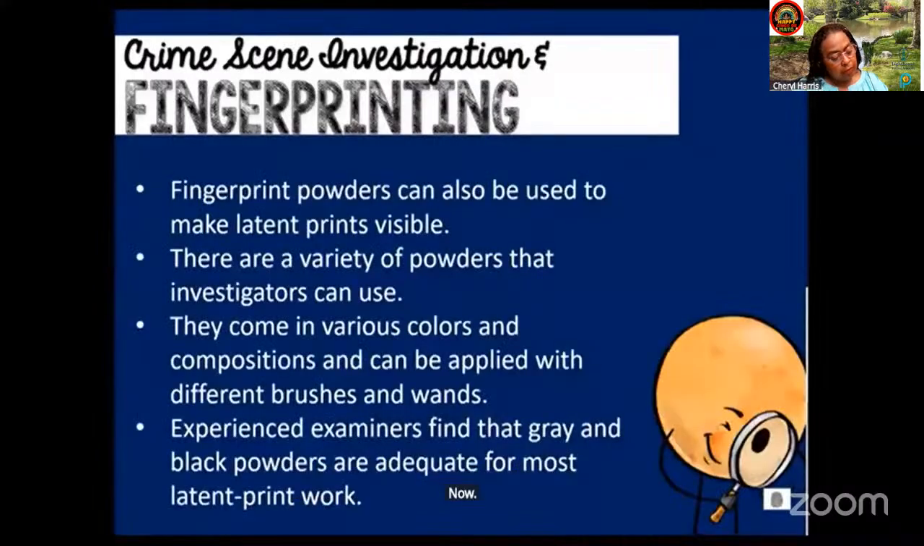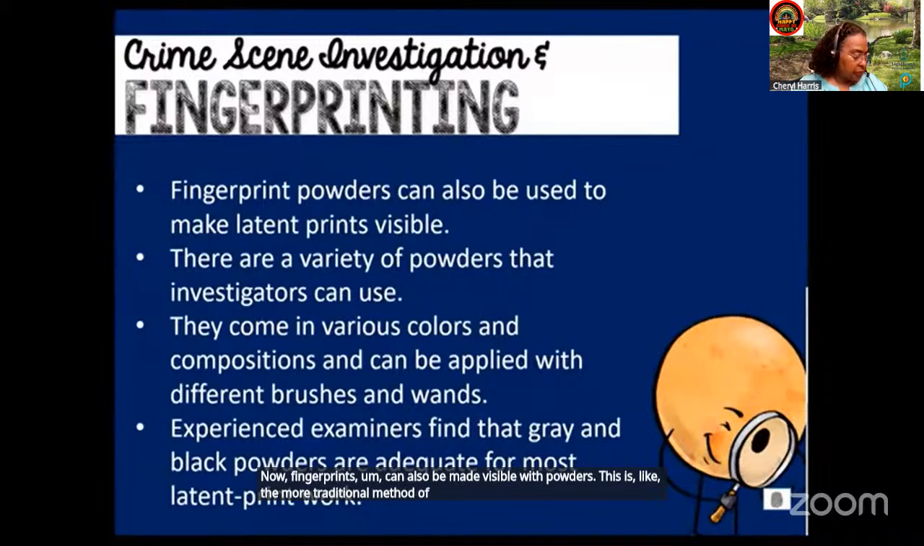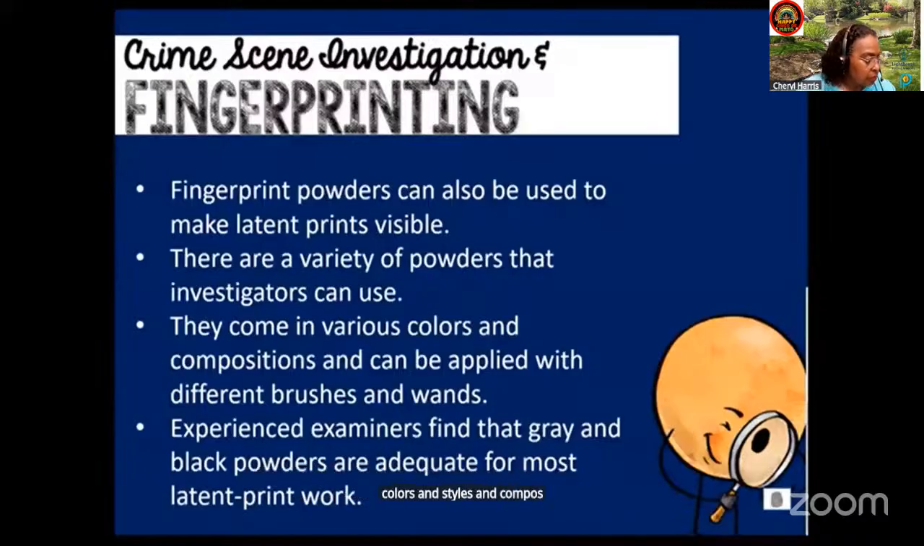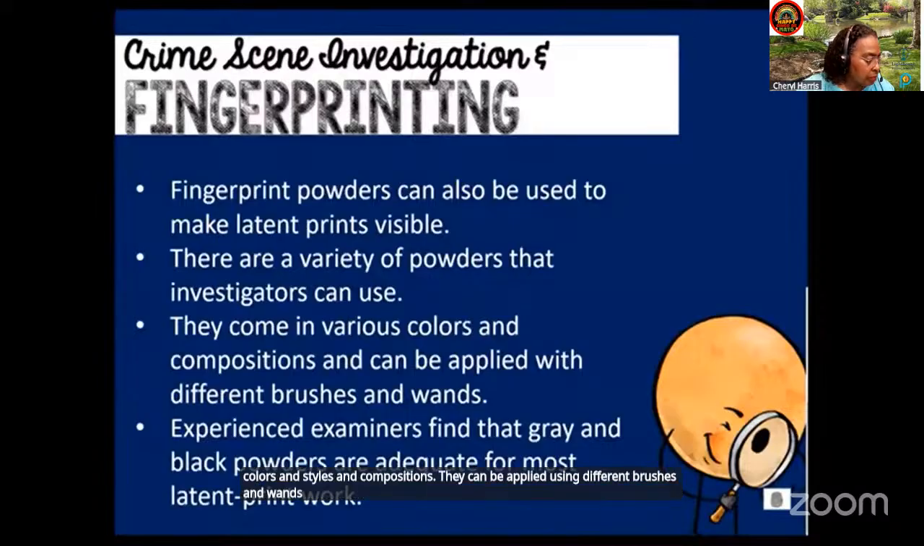Now, fingerprints can also be made visible with powders. This is the more traditional method of making prints visible. These fingerprint powders come in a plethora of different colors and styles and compositions. They can be applied using different brushes and wands, but experienced examiners find that gray and black powders are most adequate for producing those nice, crisp, latent fingerprints.